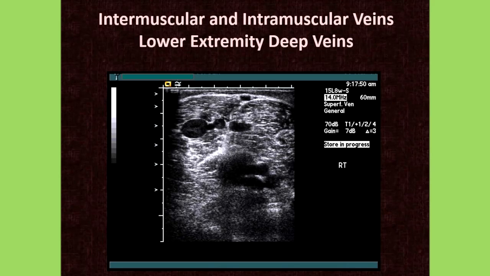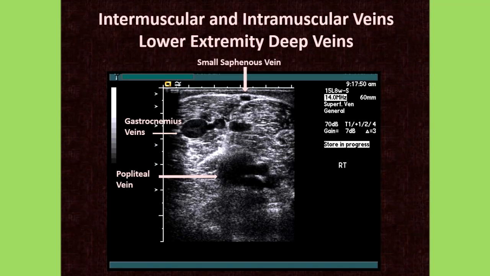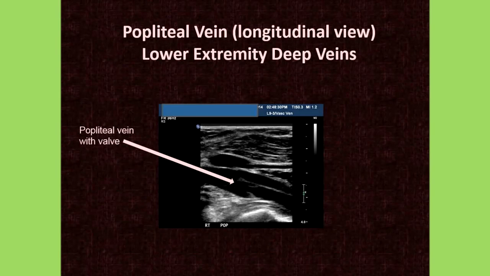This is a transverse image of the intermuscular and intramuscular veins of the lower extremity. There is the small saphenous vein, which obviously is not a deep vein, but it's used for orientation. There are gastrocnemius veins and the popliteal vein. Here is a longitudinal image of the popliteal vein with the valve that you can see. And by the way, that's probably not a normal valve. It appears as though they are quite thickened, and you may not be seeing all of the valve, but it's probably not a normal valve.